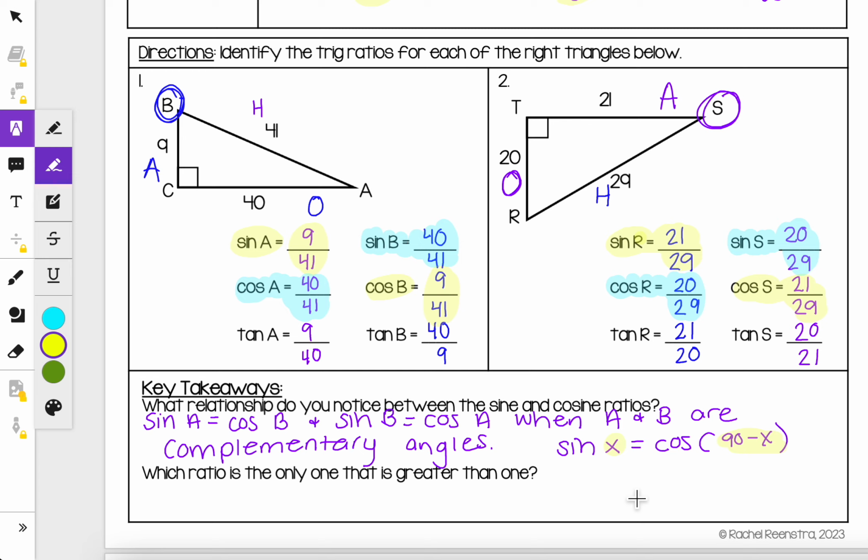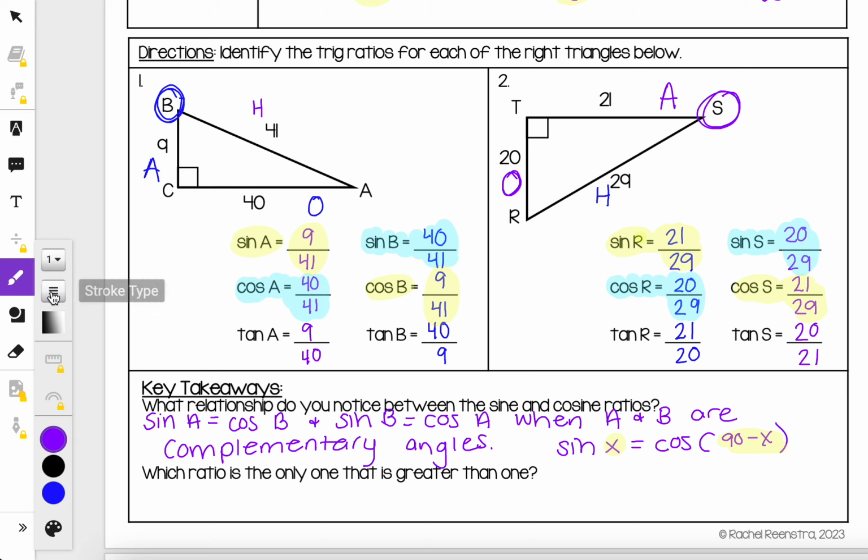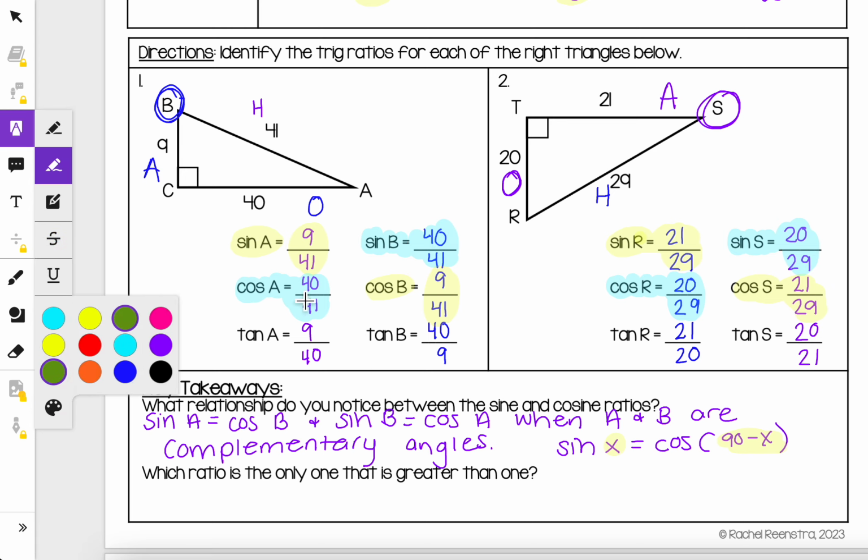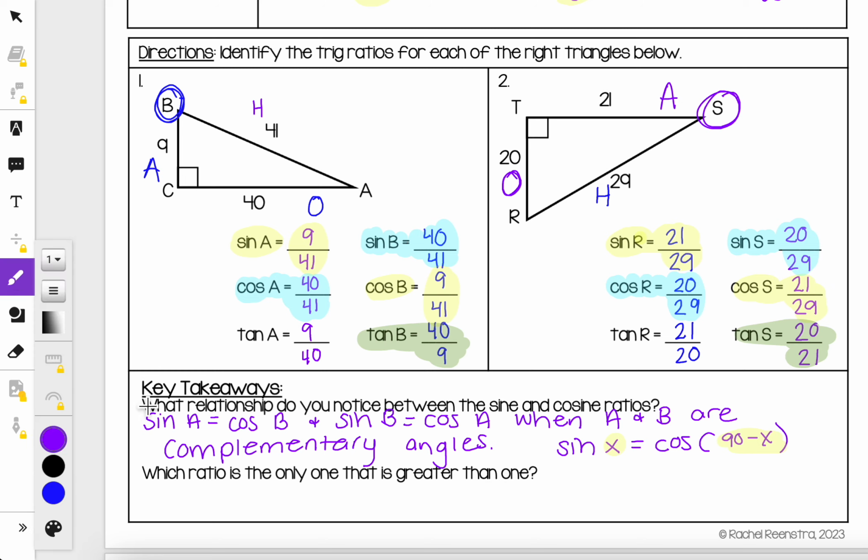It's something, like I said, that comes up on a lot of standardized tests like the ACT and the SAT. Okay, and then the next question says, which ratio is the only one that is greater than 1? If I plugged all of these ratios into my calculator, I would get a decimal less than 1, except for one ratio in each of these triangles. That ratio in this case was tangent of angle B, and in this case was the tangent of angle S. So it's always going to be tangent. Tangent is the only ratio that can ever be greater than 1.